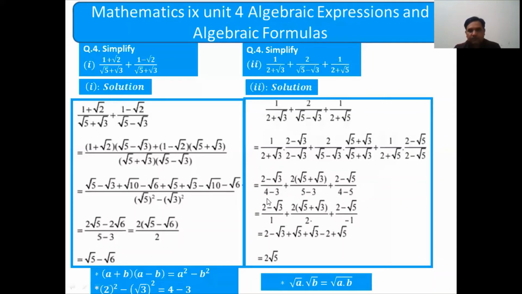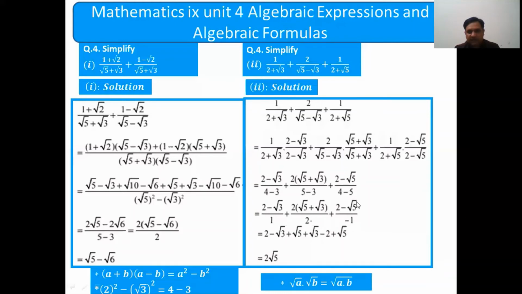Now 4 minus 3 is 1. Here 5 minus 3 is 2, and 4 minus 5 is minus 1. So this 2 can cancel out with this one, and we are left with 2 minus square root of 3. So this cancels out this one. We have square root of 3 plus square root of 5 plus square root of 3. So there is minus 1.